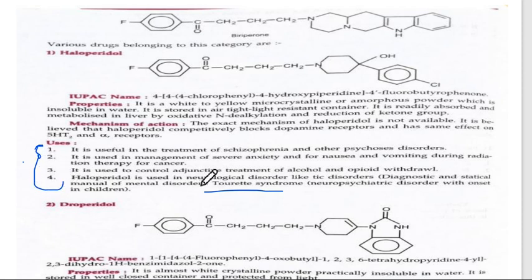You need to mark it as important and study it because it is different from the other antipsychotics. It includes the treatment of Tourette syndrome, which is seen in children, neurologic disorders, adjunctive treatment of alcohol and opioid withdrawal, and also therapy of cancer, antiemetic use, schizophrenia, and antipsychotic disorders. Then we have droperidol.